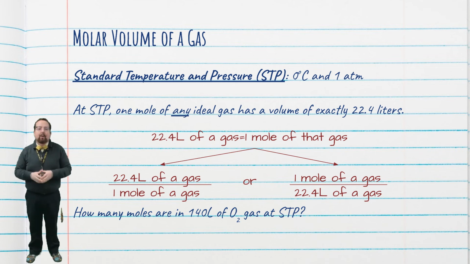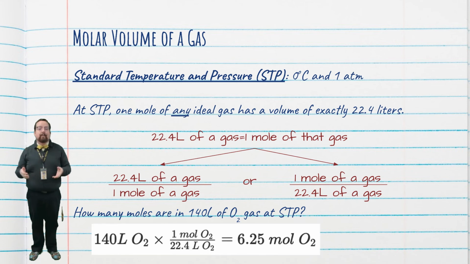Hey, that's another equivalence. You can turn that into a fancy form of 1 as well. For example, if I wanted to see how many moles of O2 there are in 140 liters of O2 at STP, I simply set up my conversion problem as usual. Choose the correct fancy form of 1 and then solve it. At STP, 140 liters of oxygen gas should be about 6.25 moles of oxygen.